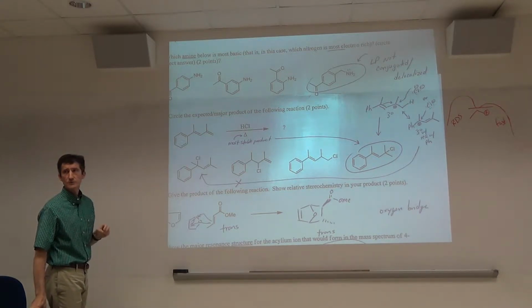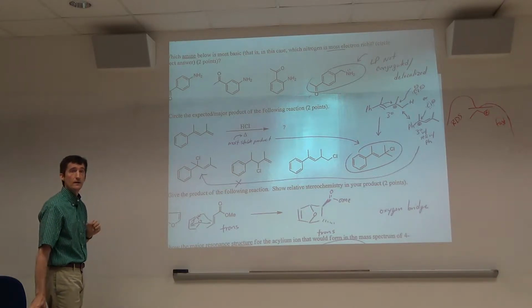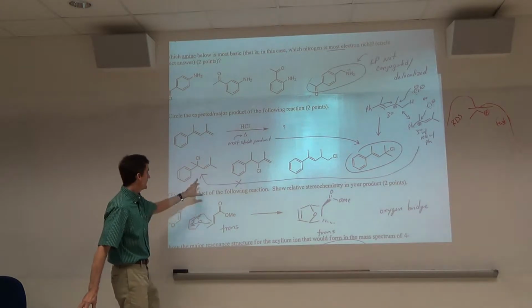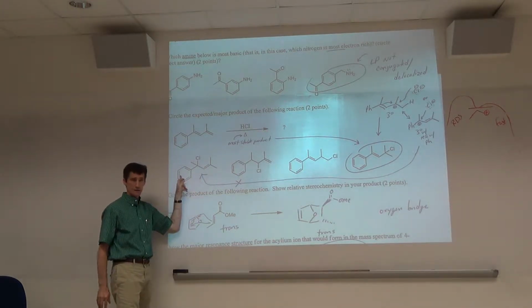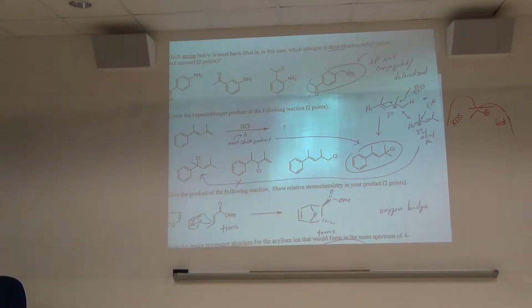It's not because it has more substituents. It's part of the conjugated system. The pi bond is conjugated with the ring. Here the pi bond is not conjugated with the ring. Conjugation is better, right? The first thing we looked at with resonance was conjugation. Conjugation is better. How did we do on that one? Questions about that one?